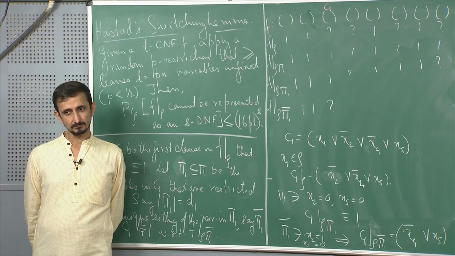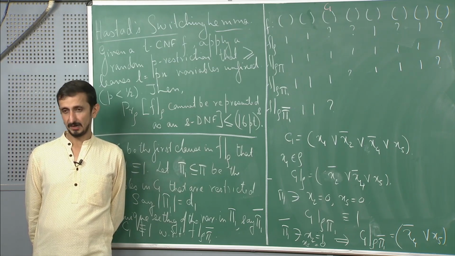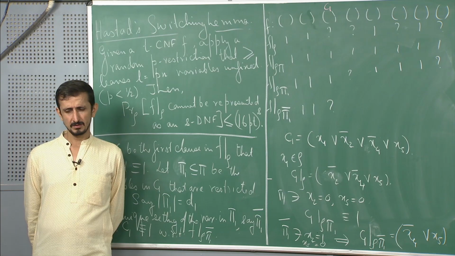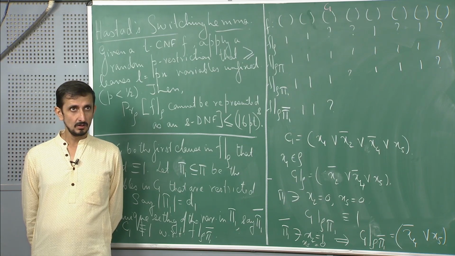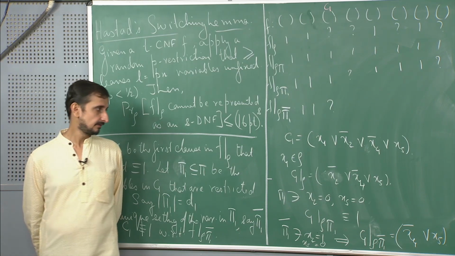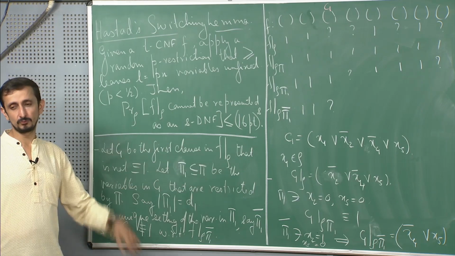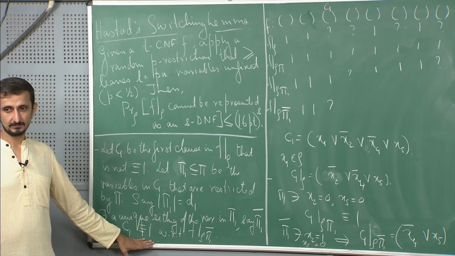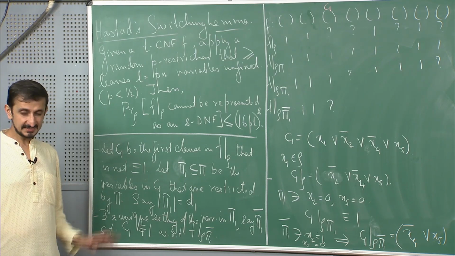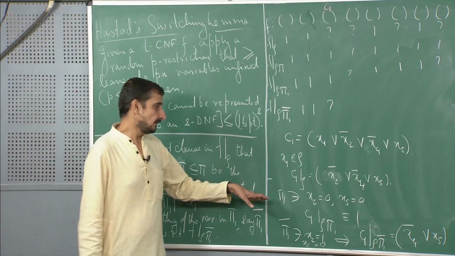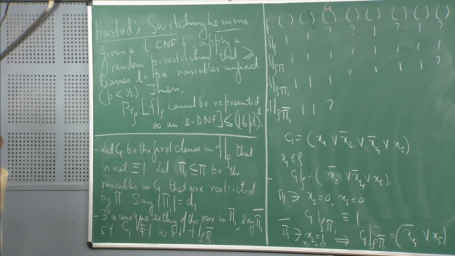If pi 1 is restricting all the variables x2, x4 and x5, then pi 1 bar will also have to restrict all the variables. Yes, but then it will have to get 0. So it should not be identically 1. It can get 0, yeah. Then the entire thing is 0, that is true.